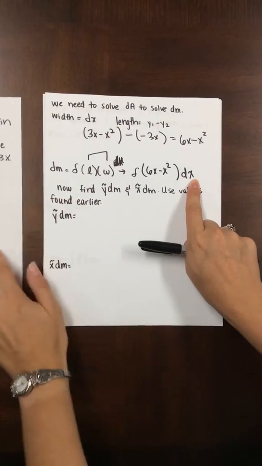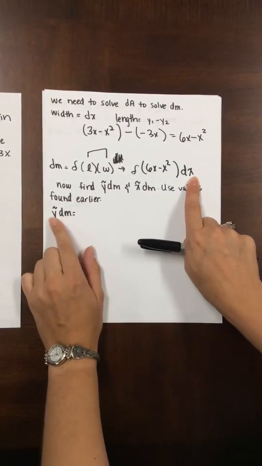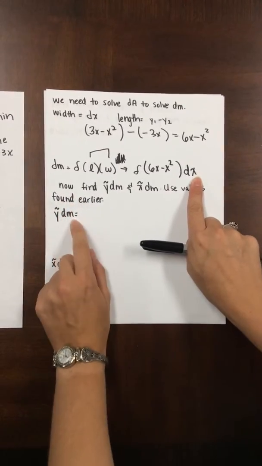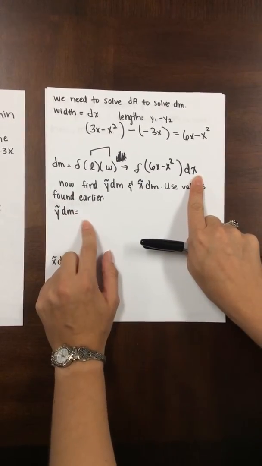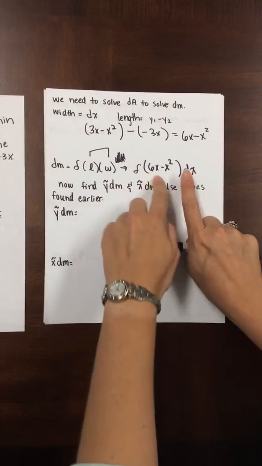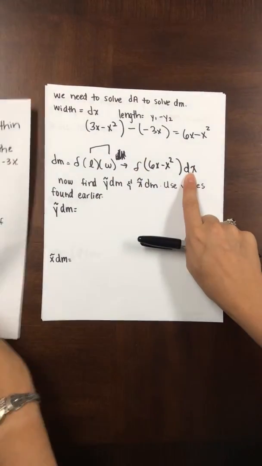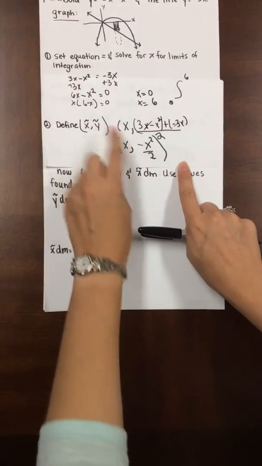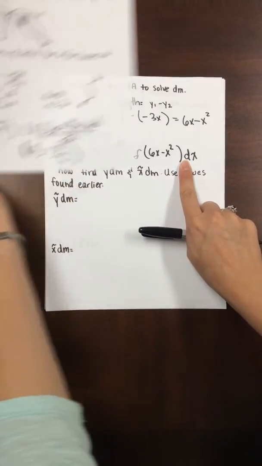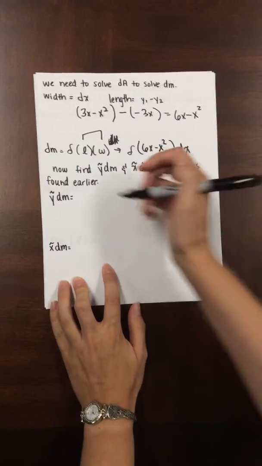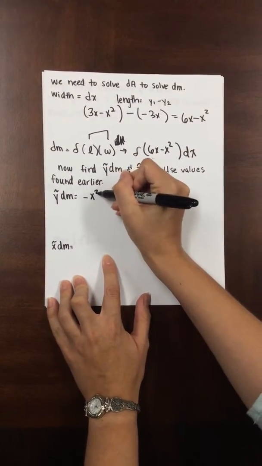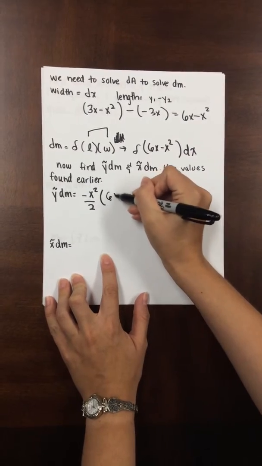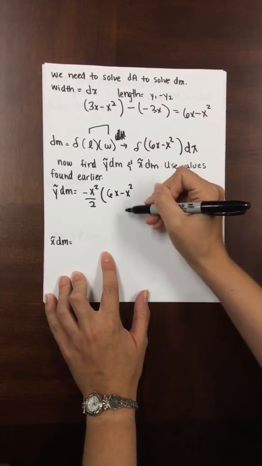Now that we know that, we can start solving bigger pieces. We now need to find the y with the tilde symbol over it, times dm, and we do that by plugging in the dm and the y we found over here, which was minus x squared all over 2. So I'm going to write minus x squared over 2 times 6x minus x squared.